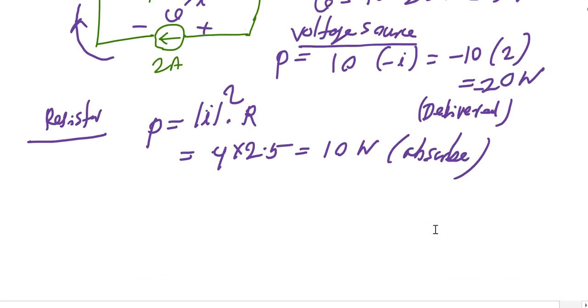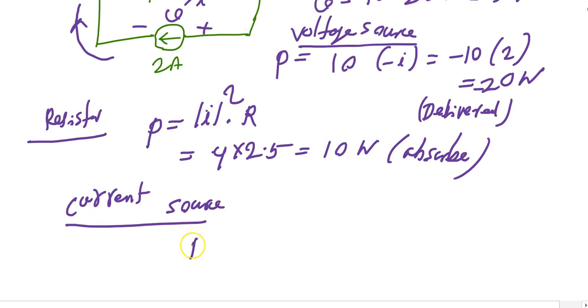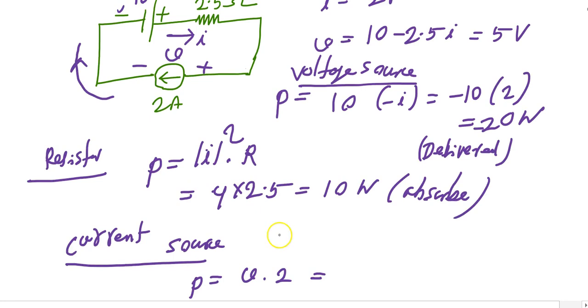Then we'll move to the current source. P is equal to voltage and current. So the voltage is V and the current is 2 ampere. Voltage V we have already calculated before, that is 5. So 5 into 2, that is 10 watt. Again it is positive, so absorbed.